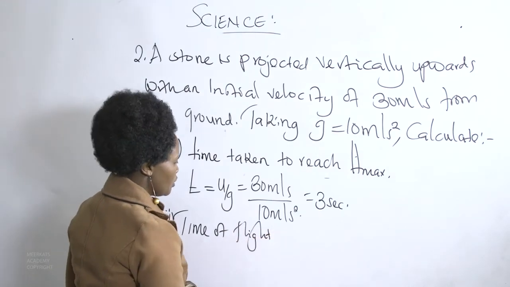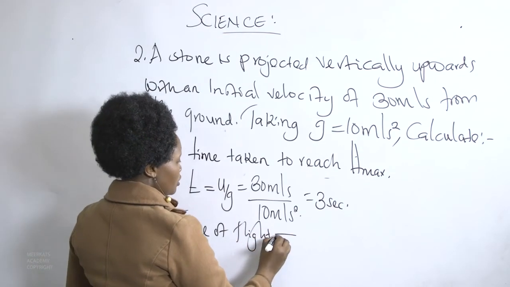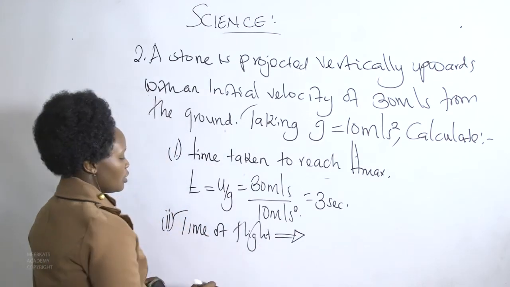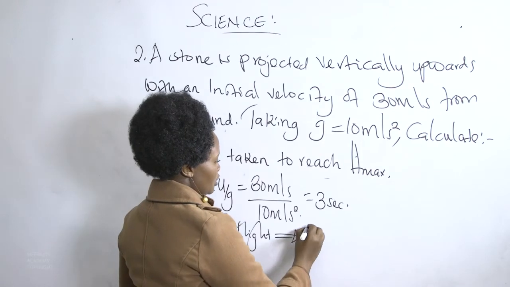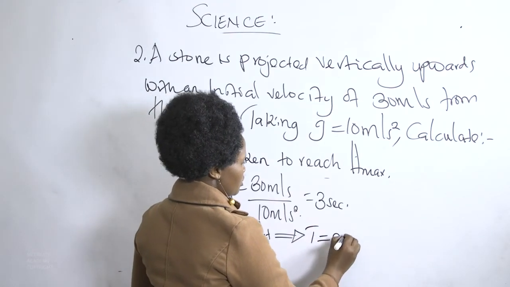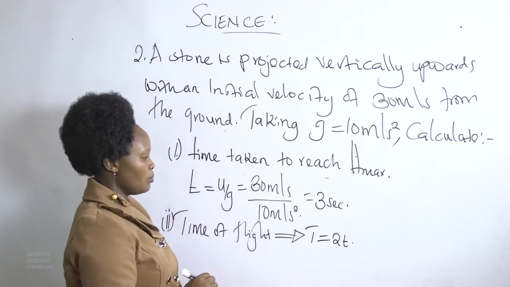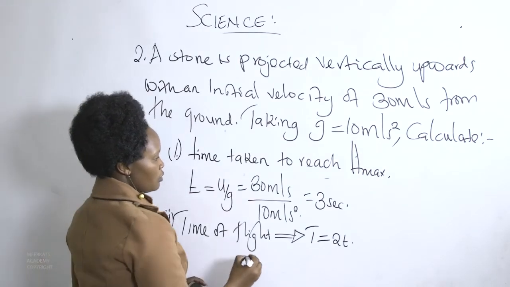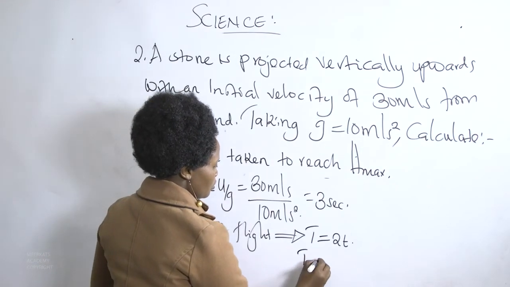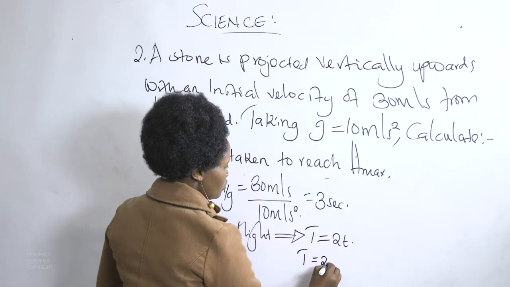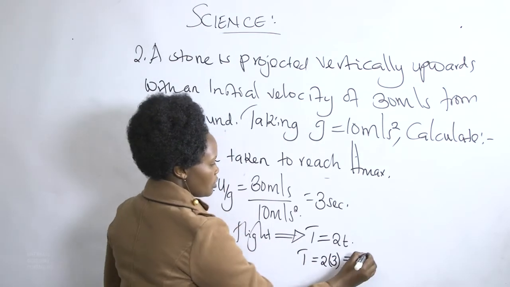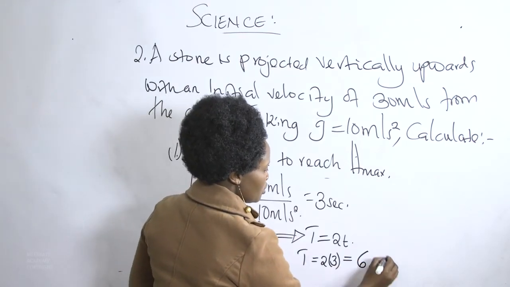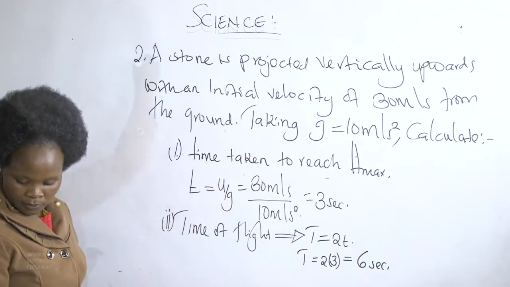Time of flight, and we are noting here that time of flight t is twice the time to reach the maximum height. Therefore, t will be equal to twice the time to reach the maximum height, and you get 6 seconds.